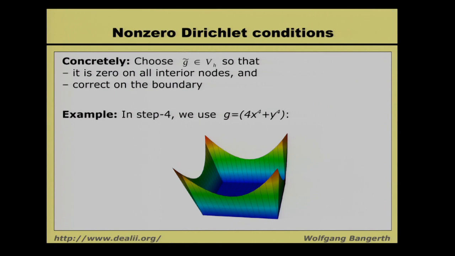So there is a particularly convenient choice for this g tilde that everybody who solves PDEs with finite element methods uses. Namely, I'm going to choose g tilde in the following way. On the boundary, it has the correct values. This is an example from step 4, where the exact solution is 4x to the 4, probably plus 4y to the 4 here. And then in the interior, for all interior nodes, I'm going to choose g tilde equals 0. It's one of the many choices that I can make. And you will see in a minute why this turns out to be such a convenient choice for this g tilde.